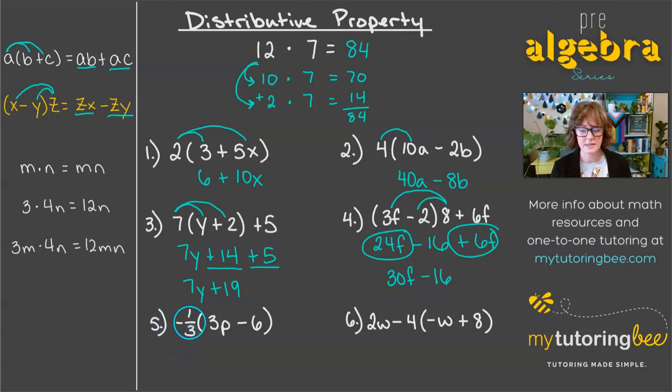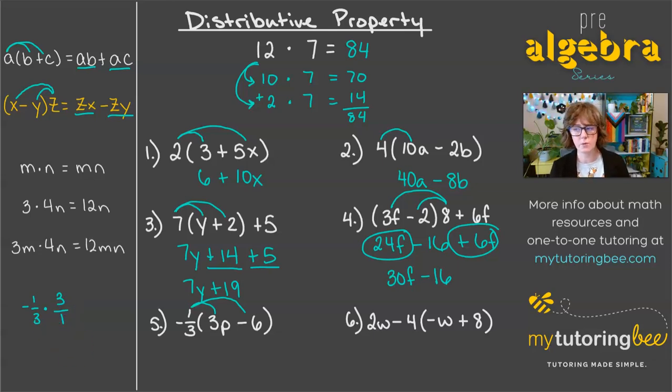So let's take a look at this kind of separately. What we're going to do is multiply negative 1/3 times 3, and we're going to keep that variable of p with it. And then we're going to multiply negative 1/3 times negative 6. So I'm going to write that over here just to the side. Negative 1/3 times 3. And I'm going to write my 3 up high like this because whenever I'm multiplying a fraction and a whole number, I need to make that whole number a fraction by putting it over 1.